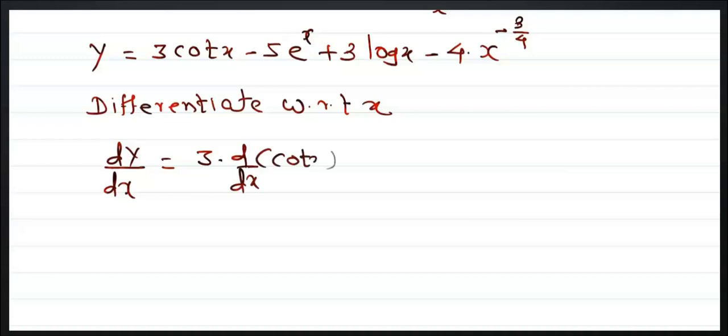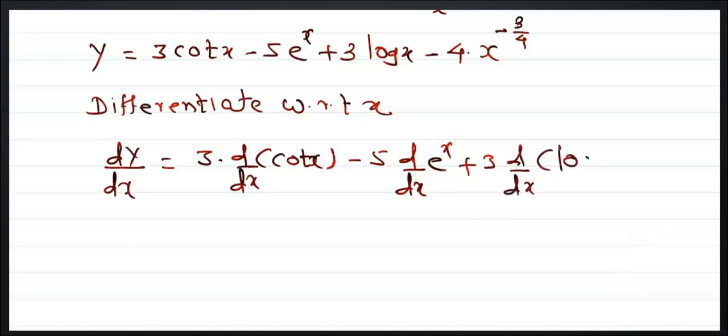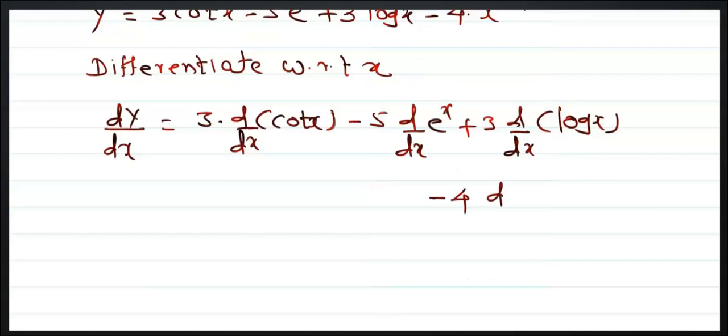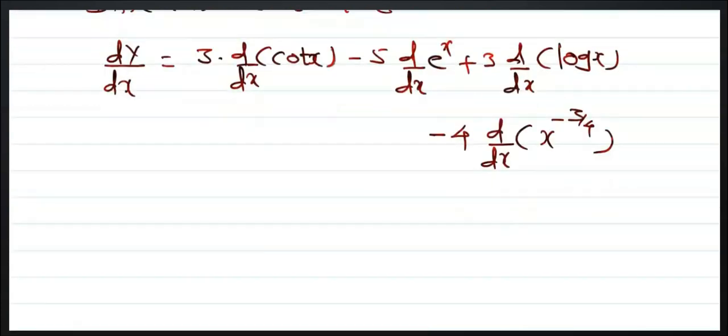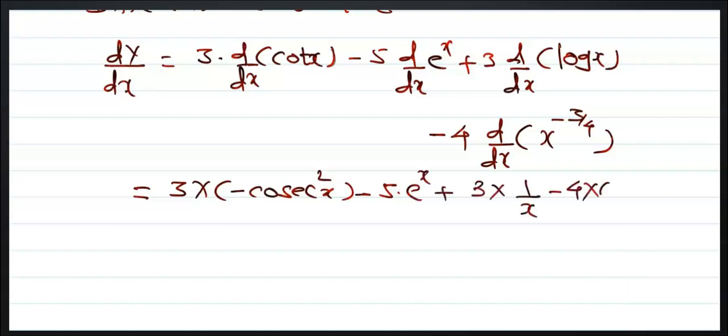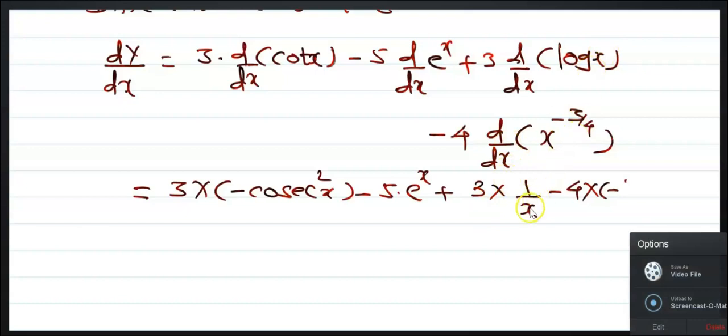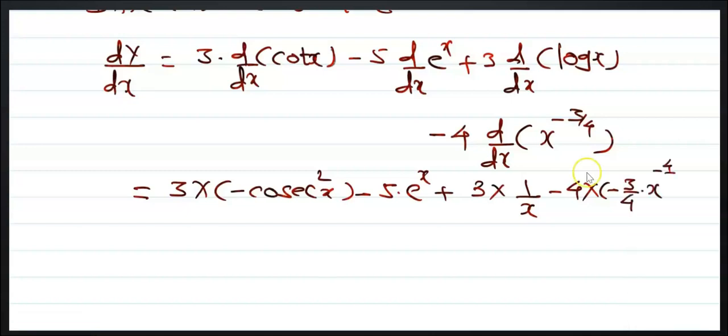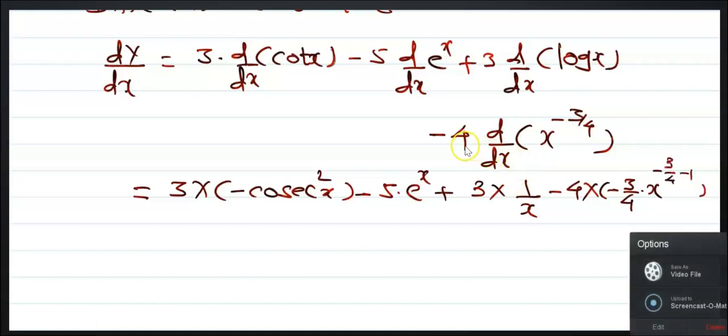dy by dx is equal to 3 times the derivative of cot of x, minus 5 times the derivative of e raised to x, plus 3 times the derivative of log of x, minus 4 times d by dx of x raised to minus 3 by 4. Now the derivative of cot of x is minus cosec square x, the derivative of e raised to x is e raised to x, and that's why minus 5 e raised to x, plus 3 into the derivative of log of x, which is 1 upon x, that is 3 upon x, minus. Now see this here, the derivative of x raised to minus 3 by 4: this is minus 4 into minus 3 by 4 into x raised to minus 3 by 4 minus 1.